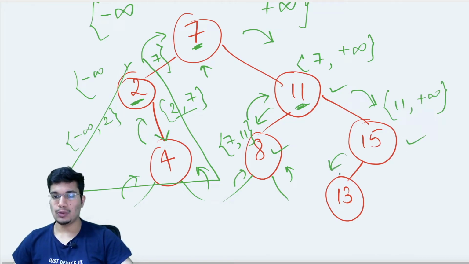Now the control goes to the left subtree. For 13, the updated values will be, so we are going to the left, so the low value will now remain the same. It can be similar to the parent, but the high value will be decided by the parent's value. So 15 is the value which is going to be the upper limit, and 13 needs to lie between these two numbers, and it does, so it's fine for 13 as well.